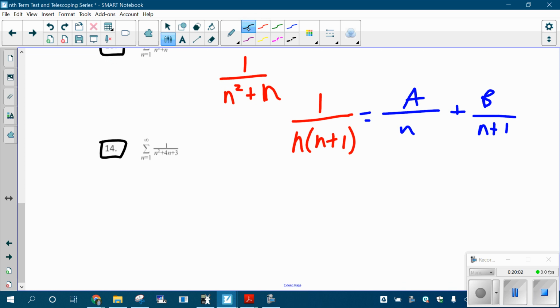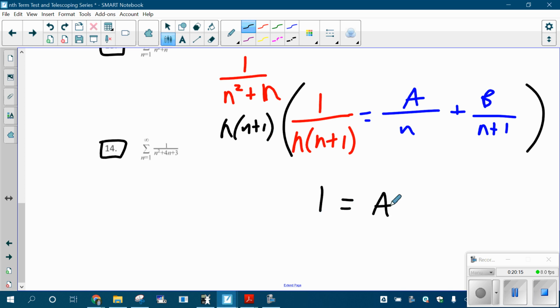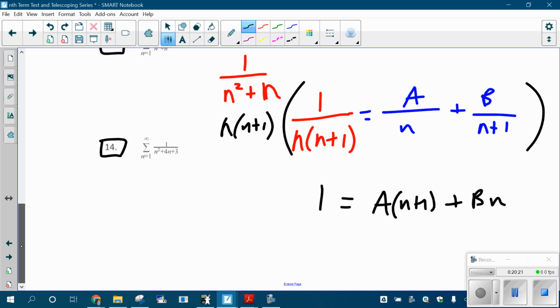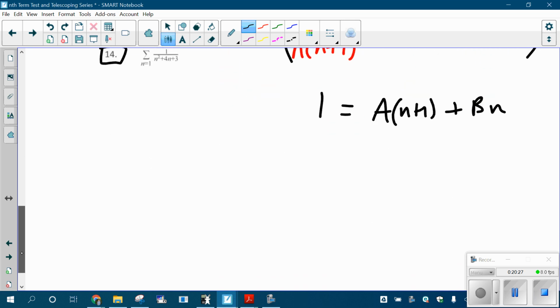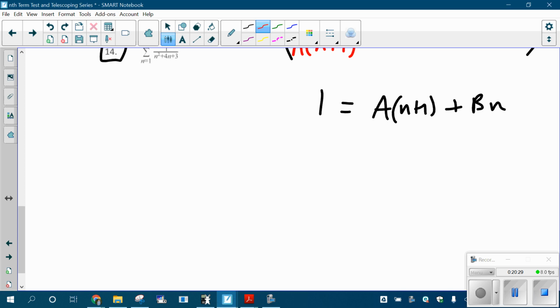Please pay attention here. First, I'm going to multiply through both sides, the entire thing, by n times n plus 1. So what I'm going to get on the left is just 1. The n's going to cancel, so I'm just going to have A times n plus 1, and I'm going to have B times n. Okay, so far so good. Again, I'm trying to figure out A and B.